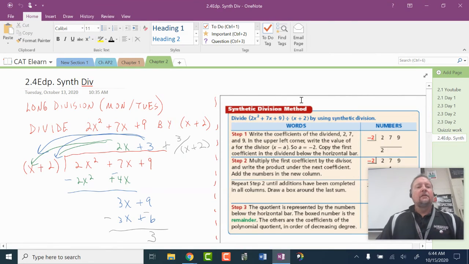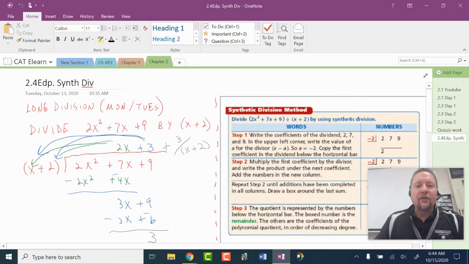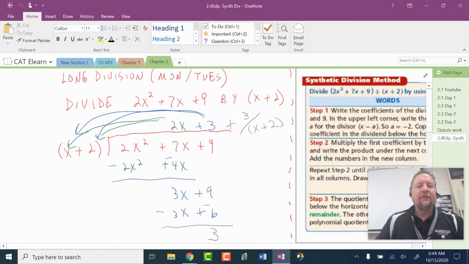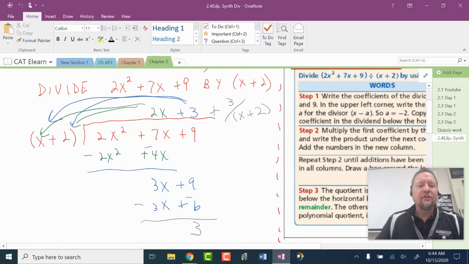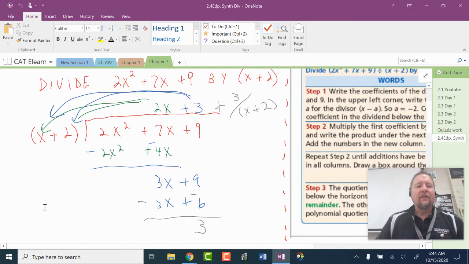Hey y'all. All right, real quick Ed Puzzle on synthetic division. And it's pretty tough to talk about synthetic division without talking about long division. We are going to do a little bit of long division next week, but I just wanted to show you an example of a quadratic, 2x squared plus 7x plus 9, divided by x plus 2. And then just share what the answer should look like at the end.